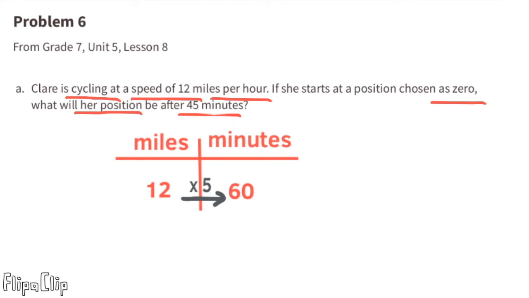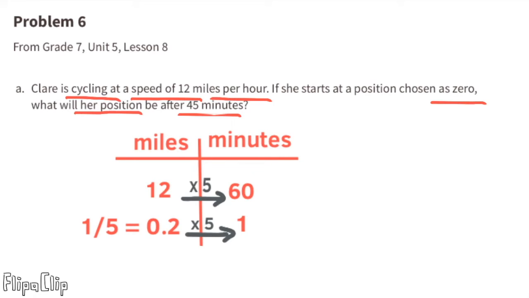Let's start with the information they gave us. Claire is traveling 12 miles per hour, and an hour's 60 minutes. 60 is 5 times larger than 12. In other words, 12 times 5 equals 60, or 60 divided by 5 equals 12. This tells me that the number of miles times 5 gives me the number of minutes, or the number of minutes divided by 5 gives me the number of miles. For example, 1 minute divided by 5 equals a distance of 1/5 of a mile, or 2/10 of a mile.